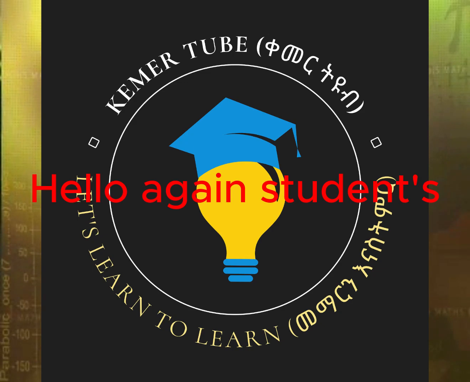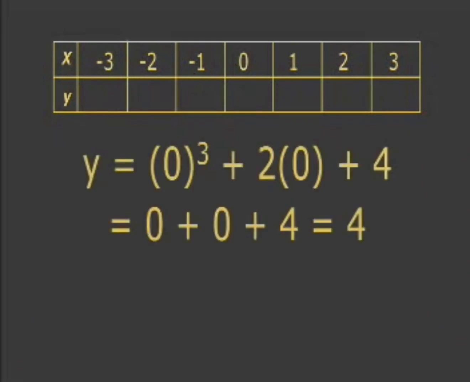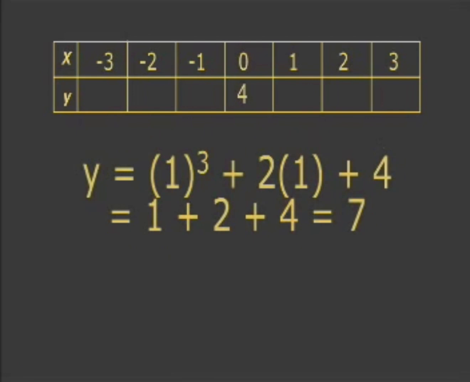Hello again, students. Here is the table of values. If x equals 0, then y equals 0 plus 0 plus 4, which equals 4. If x equals 1, then y equals 1 cubed plus 2 times 1 plus 4. This is 1 plus 2 plus 4, which equals 7.